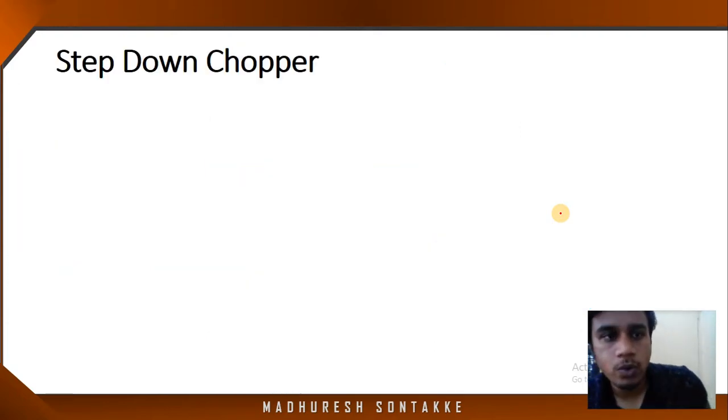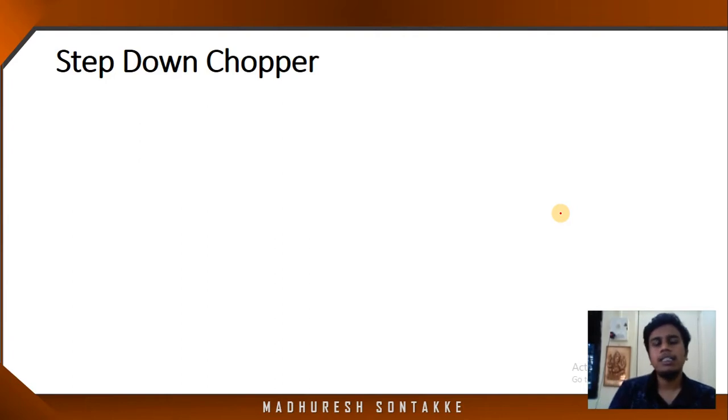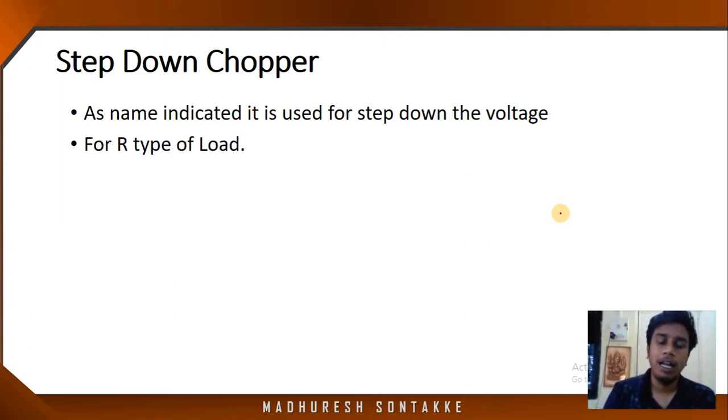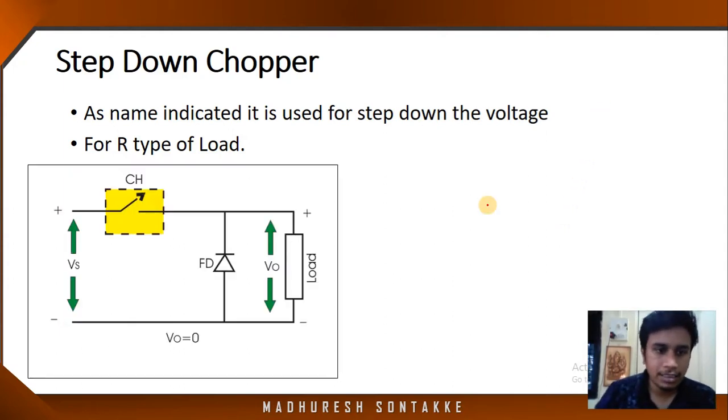Now we'll see how the step down chopper works. In a step down chopper, as the name indicates, it is used for stepping down the voltage, where we decrease the voltage. Let's see it for R type of load, and then we'll move towards the RL type of load, which is much more popular. See, this is the basic circuit of this chopper, where the chopper switch is connected in series with the supply as well as with the load. This freewheeling diode is connected for the inductive load. So here we are considering resistive load, so no need to consider it.